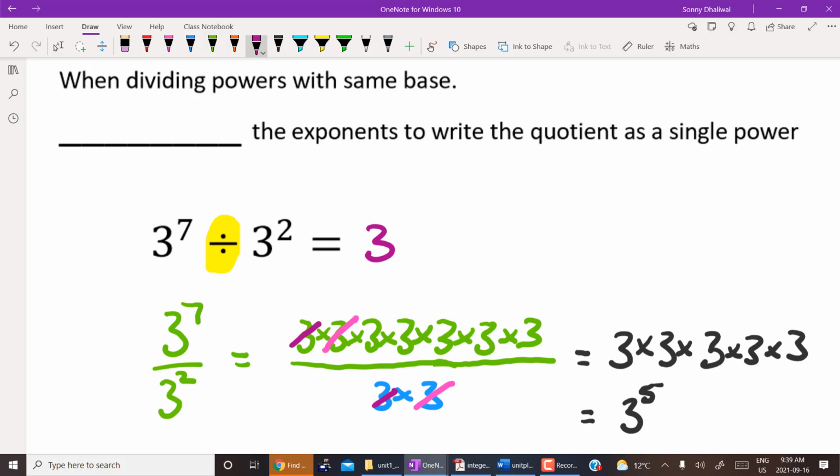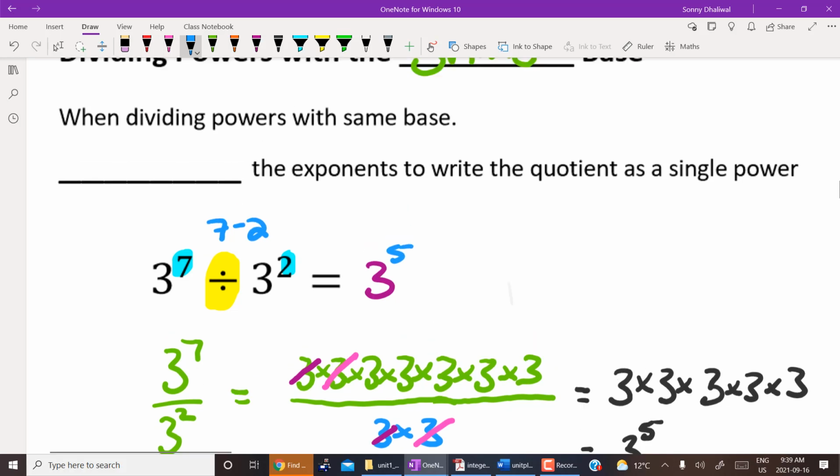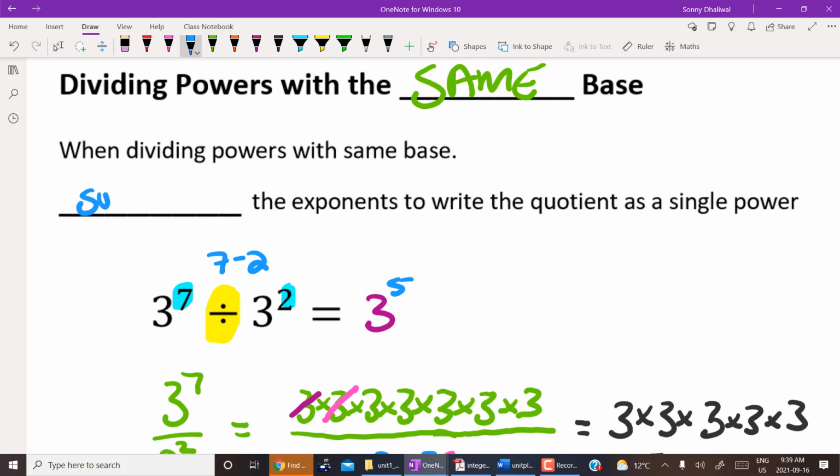The base doesn't change, but Marika, what do we do with the exponents? You minus them, all right? So you have 7 and a 2. We subtract them. So that gives us a 5. So the rule is, if we're dividing, we subtract. So that's something that you do need to memorize. Multiplying, we add. Dividing, we subtract.